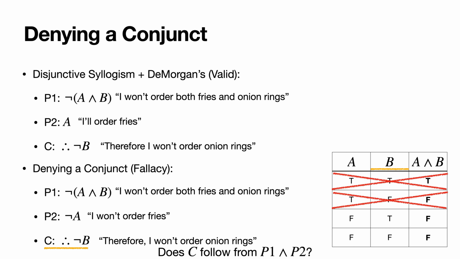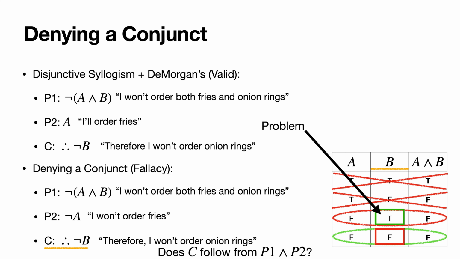And now we can ask, does it follow that B is false? Does not B follow from these 2 premises? And if we look at both of these, this is not the case. That last row is fine, but it's this third row that gives us the problem where B can still be true if not (A and B) is true and not A is true. So that's the problem there in that third row. So does our conclusion follow from premise 1 and premise 2? No.